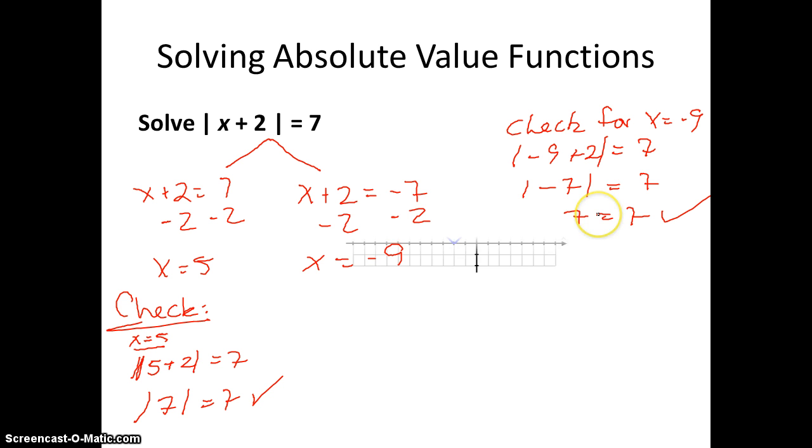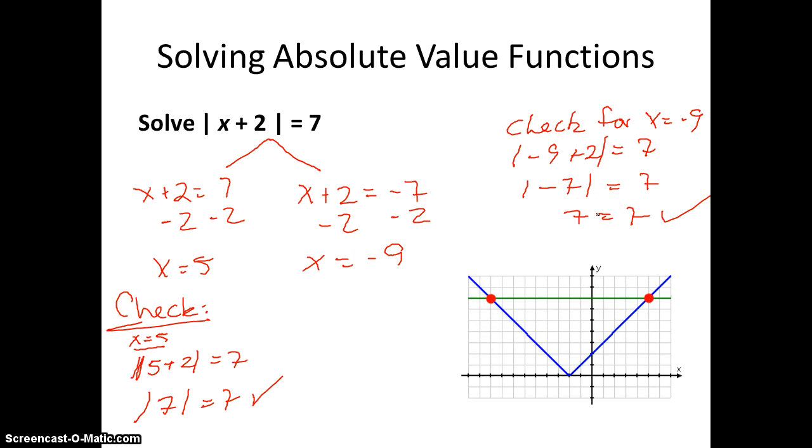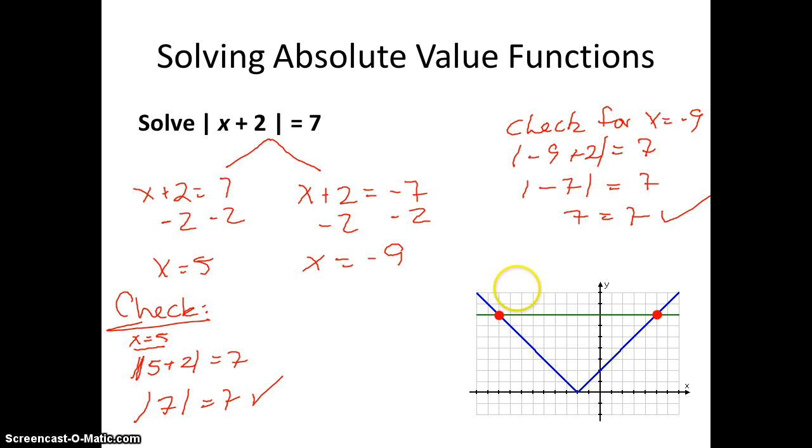And let's see what this looks like graphically. Here is our absolute value. And we notice the transformation, right? We just did transformations. We have x plus 2 on our absolute value. So where do we shift? Left 2. And then equals 7.